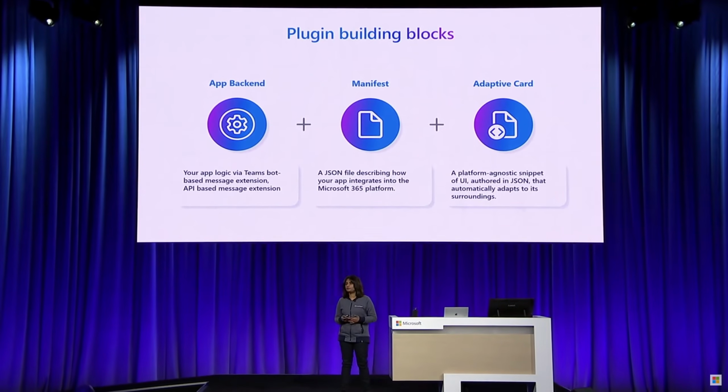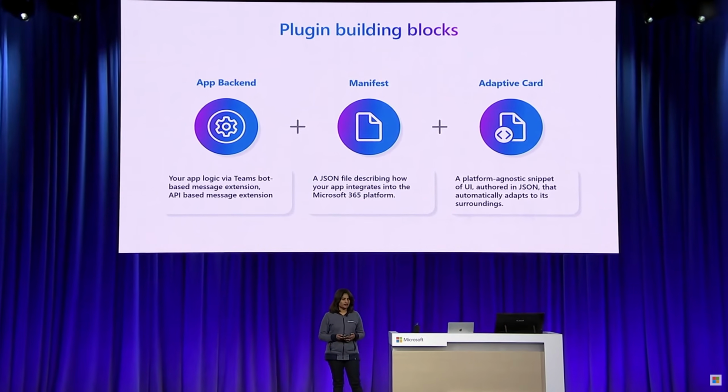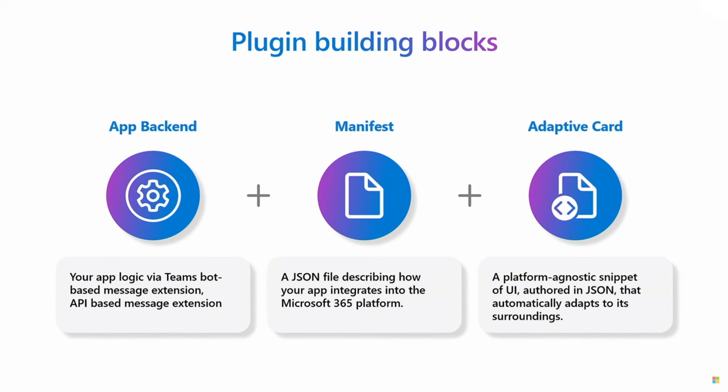What makes up a plugin for Copilot? Now, there are these three building blocks, as you can see here. First one is the app backend, which is your logic, basically. So it could be a Teams bot-based message extension, or it could be an API-based message extension, which we will cover later on in the session. And the second one is the manifest file, which, in my opinion, is probably the most important file for Copilot, because this file tells Copilot what your app is capable of doing. And the third one is adaptive card, which basically forms the response from Copilot, which has all your business data dynamically populated, and you can take action in them.